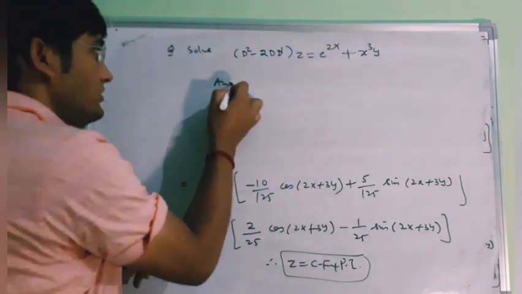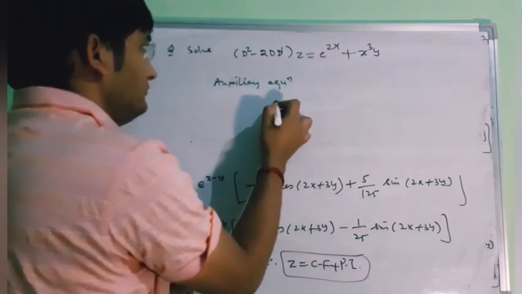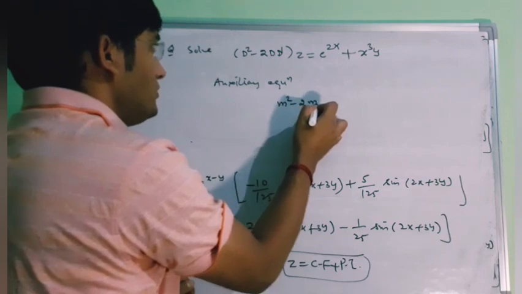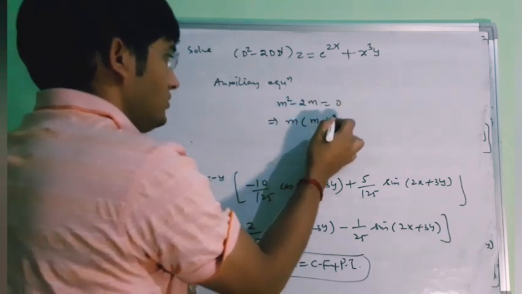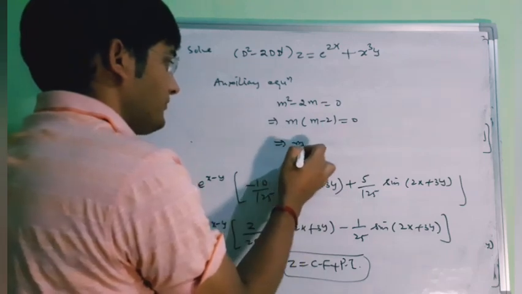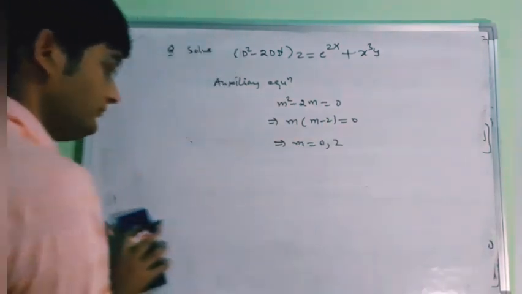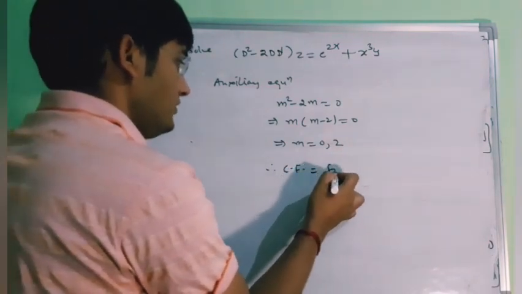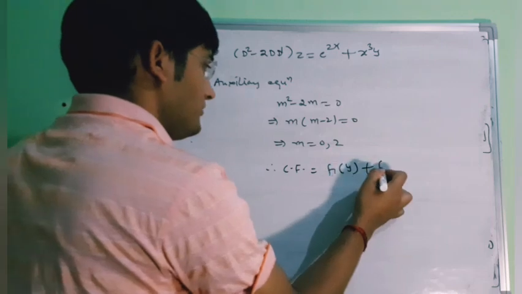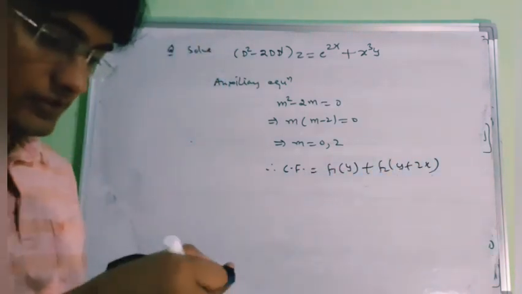So the auxiliary equation is m square minus 2m equal to 0. So we will have m equal to 2 and 0. So our complementary function will be, therefore the complementary function will be f1(y plus mx), m is 0, plus f2(y plus mx), m is 2. So this is our complementary function.